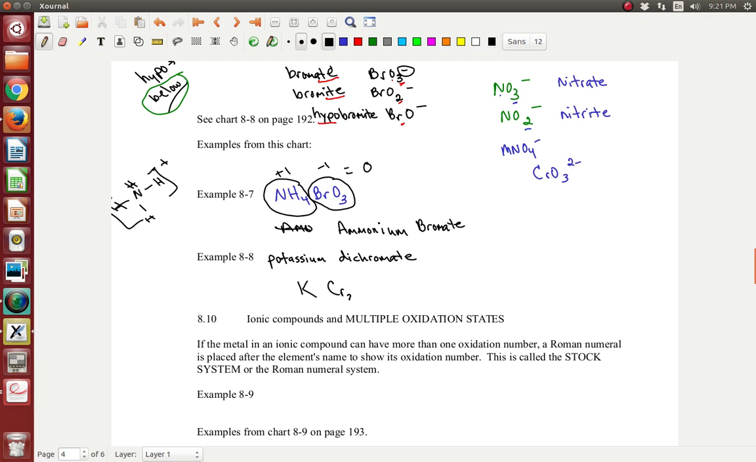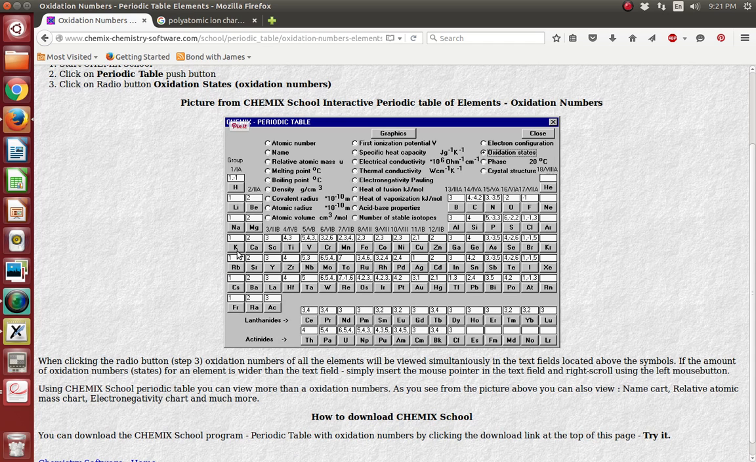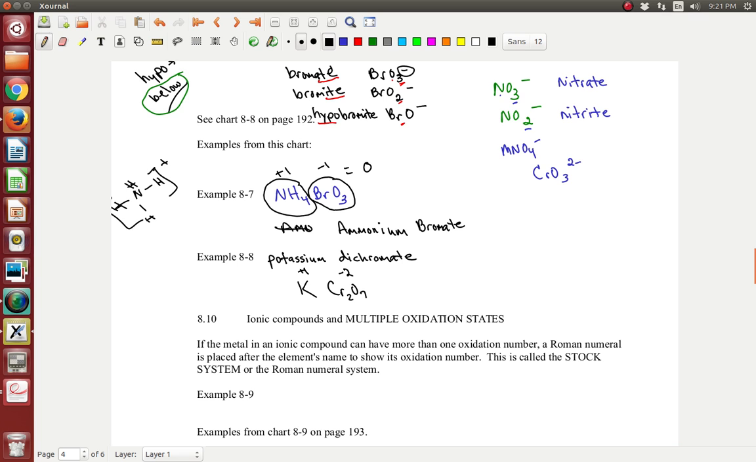Well, potassium, if you look again at your oxidation chart, is right here in the first column. It has a +1 charge because it has one valence electron. So potassium has a +1 charge. This is one of those cases where the ions don't have the same charge, so we need to swap and drop. We take the 2 and put it down here, and we just have 1, so it ends up being K2Cr2O7, potassium dichromate.